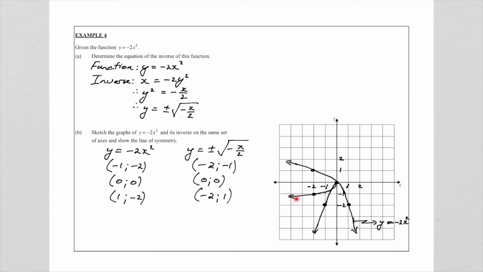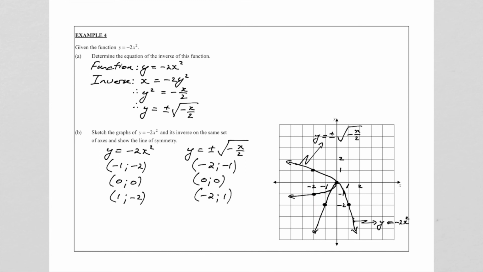So as you can see, this is now the drawing of the inverse of the parabola. Let's just write down the equation of this one, and that is y equal to plus minus the square root of negative x over 2. The last thing we need to do here is we need to draw the line of symmetry, and I think that you now know how to do it. It's the line y equal to x, and that is the line that goes right here.